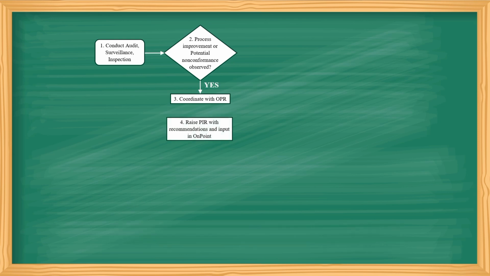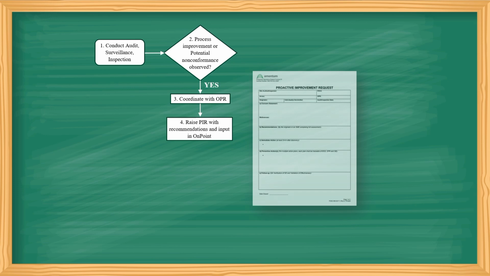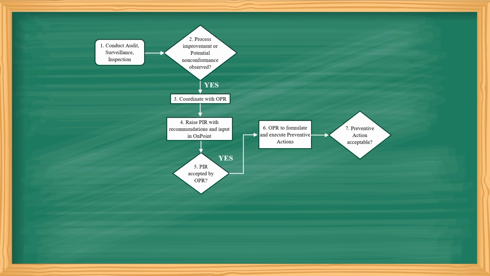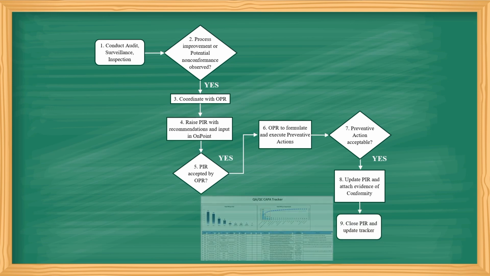The originator will then raise a PIR with recommendations and inputs through the PIR form and shall be posted to OnPoint as necessary. PIR accepted by OPR? If yes, the OPR shall formulate and execute preventive actions. Once the preventive action has been accepted by the OPR, the PIR shall be updated following the initiatives taken to proactively fix the potential non-conformance along with the evidence of conformity. Once all necessary action items have been completed and validated for effectiveness, the PIR may now be closed and updated in the CAPA tracker.